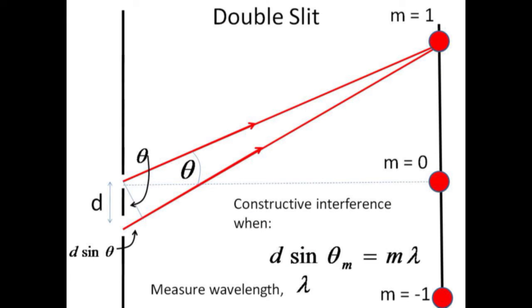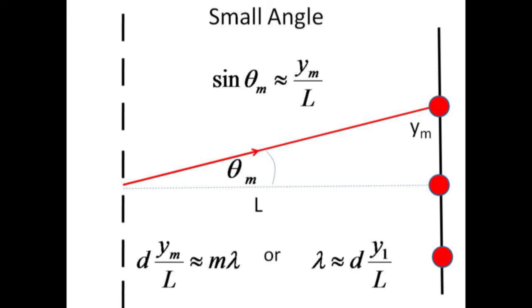The double slit has only two somewhat closely spaced sources of coherent light that interfere with one another. Maxima in intensity occur again whenever d sine theta equals m lambda. Because the slit spacing d is not as small as for the grating, the angle between interference maxima is also small. Now we can use the small angle approximation such that the sine of the angle is close to y over L. The wavelength lambda equals d times y divided by L.